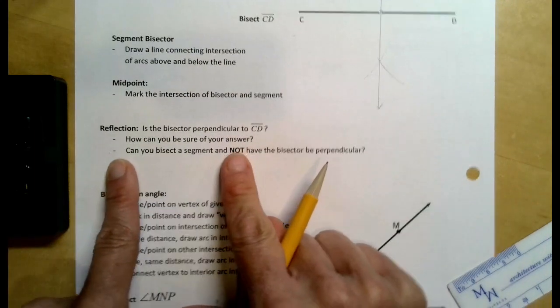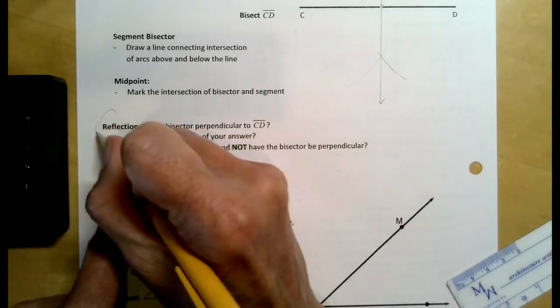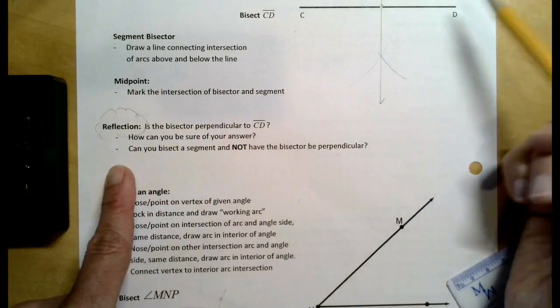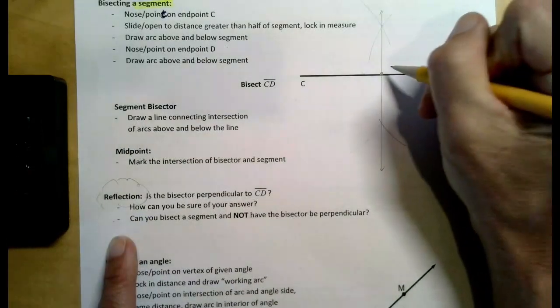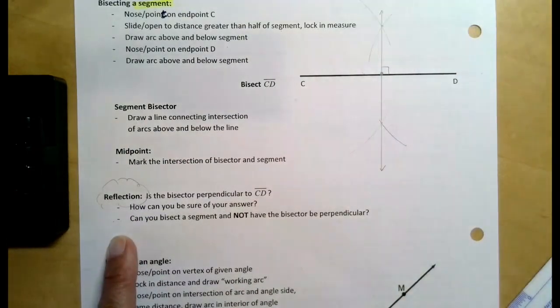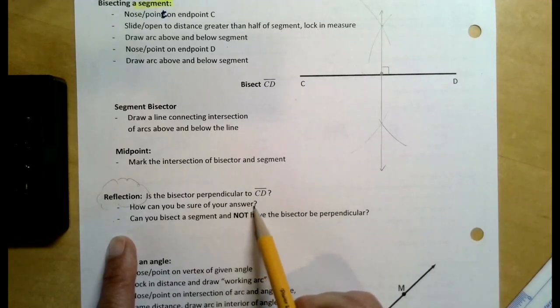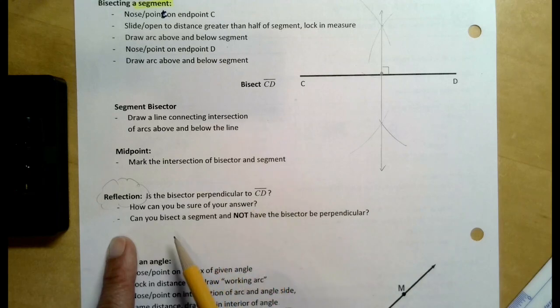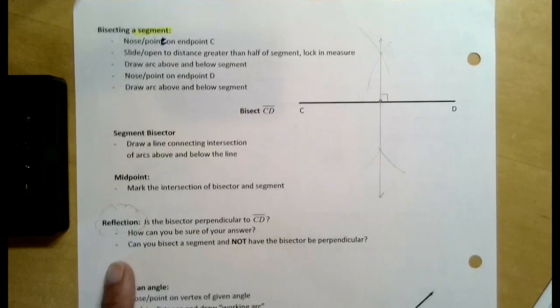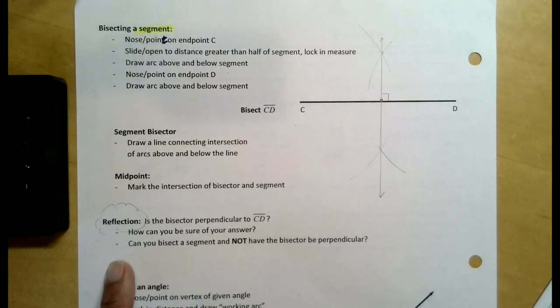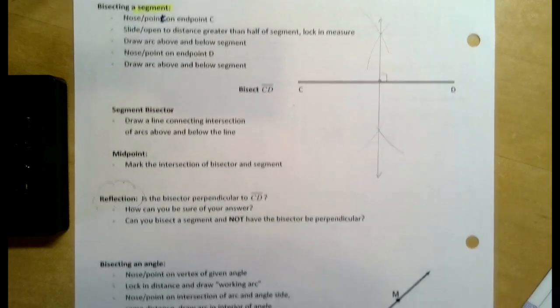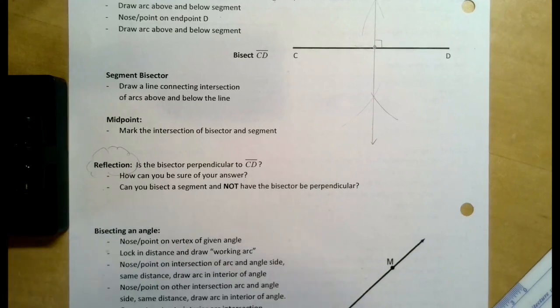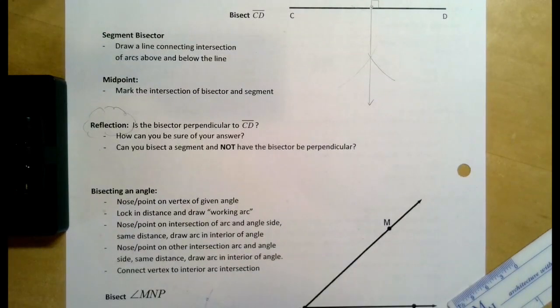All right, a little reflection question for you to sit and think about. Is this bisector perpendicular to CD? The answer is yes, it is, but the question is, how can you be sure of your answer? And can you bisect a segment and not have the perpendicular be bisected, but the bisector be perpendicular? So I'm going to let you play around with that and see what you think, and we'll go over that when we talk to each other in class.